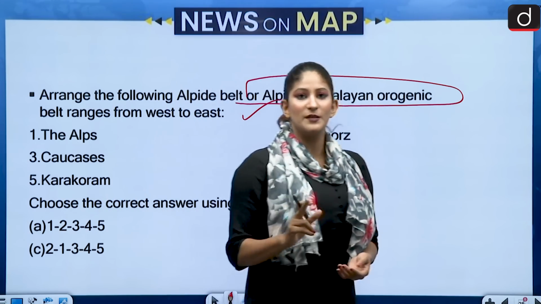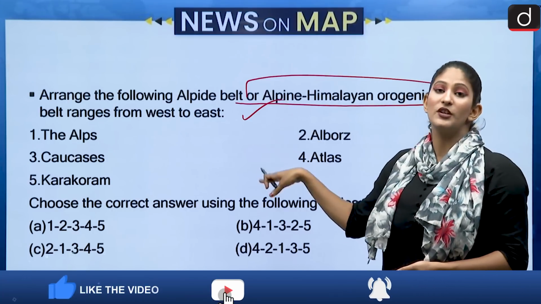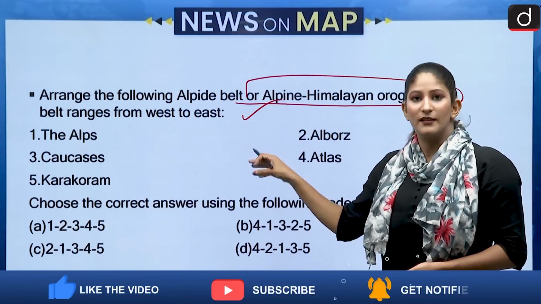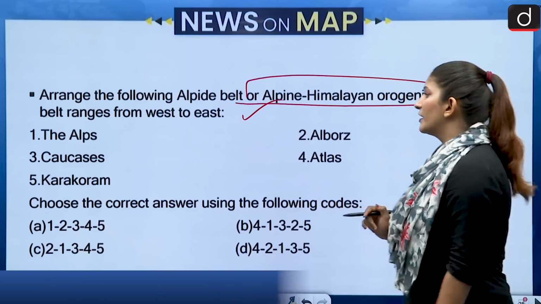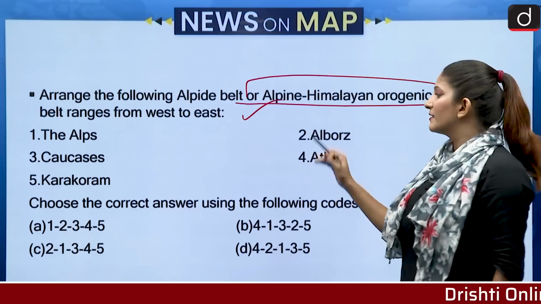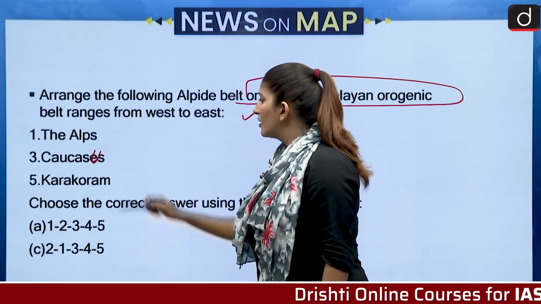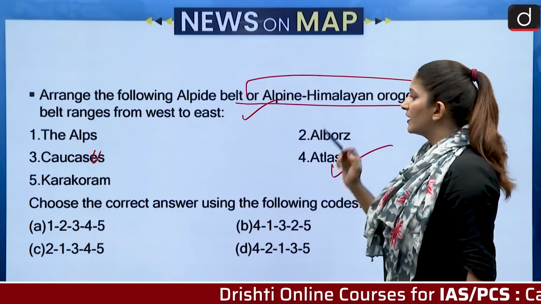Alright, so from that perspective, this question is going to be important because many important ranges are formed and lie in the Alpine orogenic belt. The Alps, Alborz, or it's also known as Elbrus, Caucasus, Atlas, Karakoram.